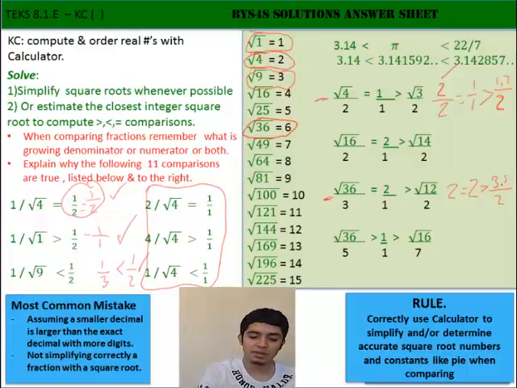Again, we know that when we simplify this, we can tell that this statement is true because 2 is equal to 2, and 2 is greater than 3.5 over 2.